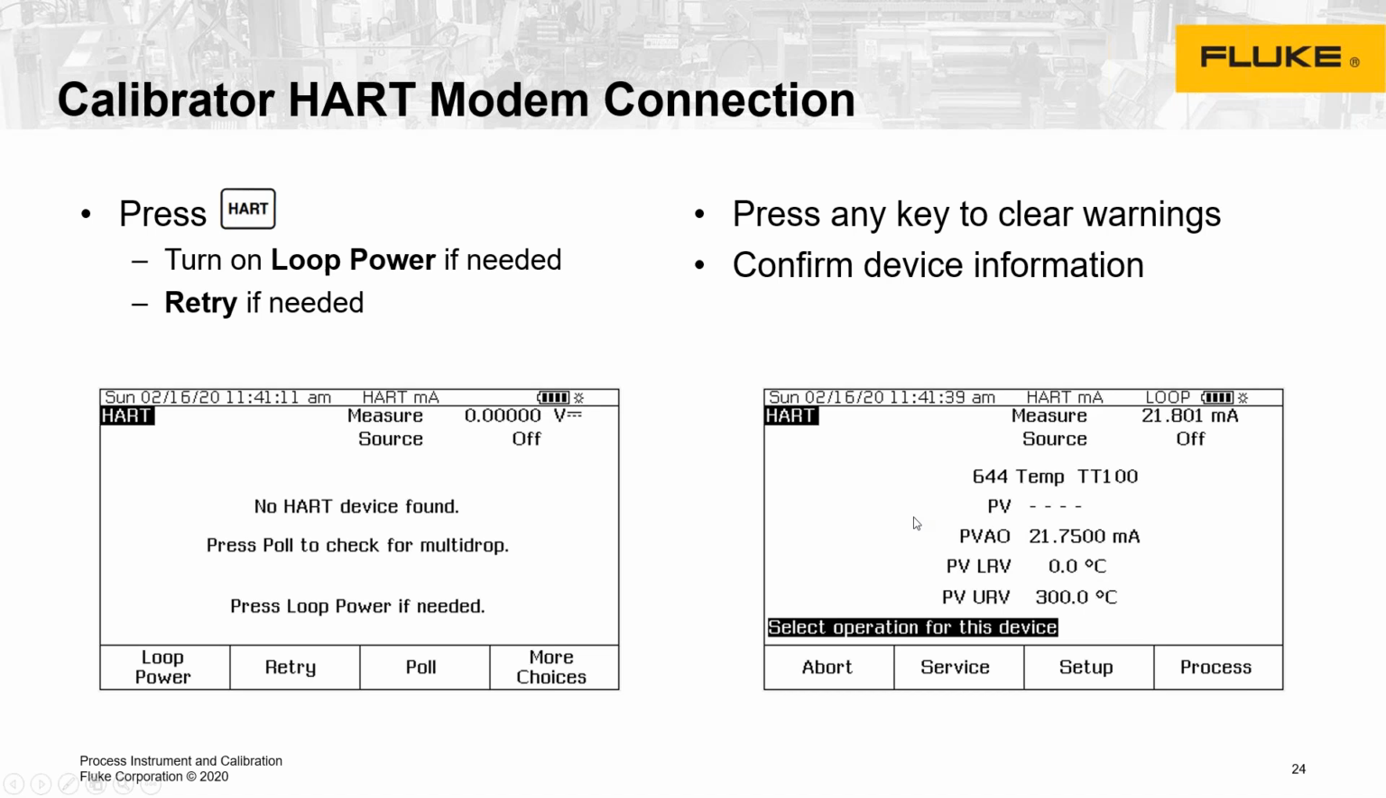Once we've connected, we will get a screen that will show us all the relevant digital information off the device. We can verify that all this looks correct, 0 to 300 degrees. We are on the right asset tag.